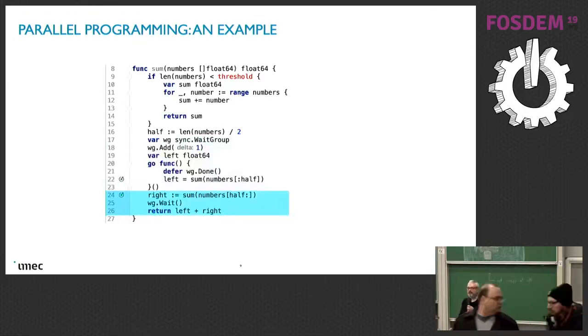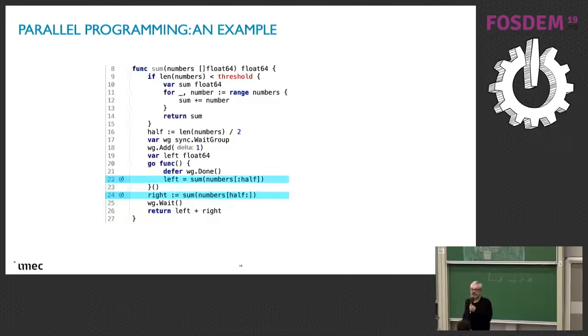Then we're also building the sum for the right half of that slice, which potentially runs in parallel with the left half. Then we wait for the left half, and then we just build the sum from left and right. That's one way to express a parallel program. What's important to realize here is that we have two recursive calls to the sum function itself. So in every recursive call, we do the same thing again.